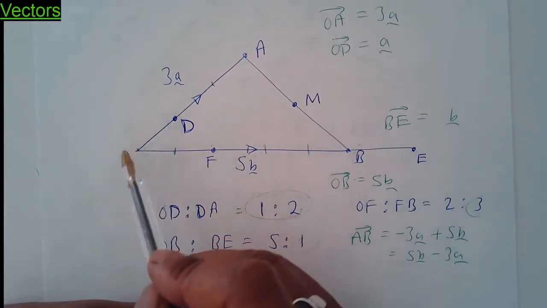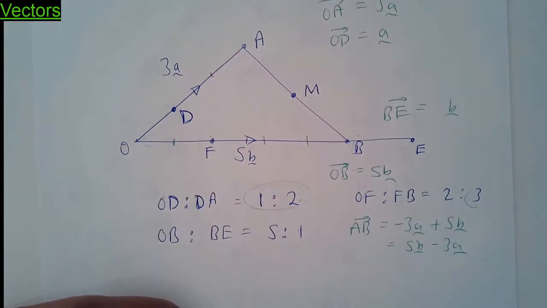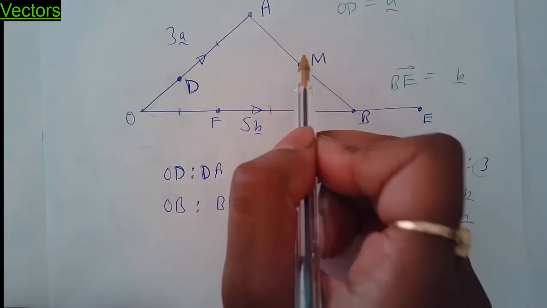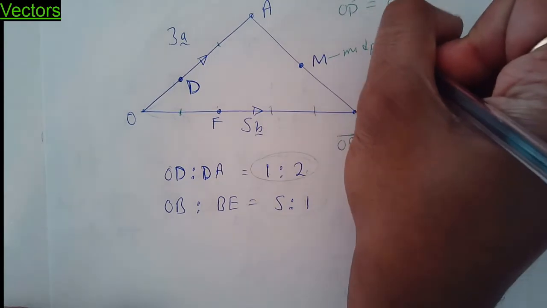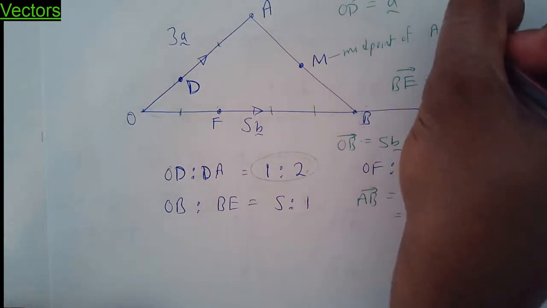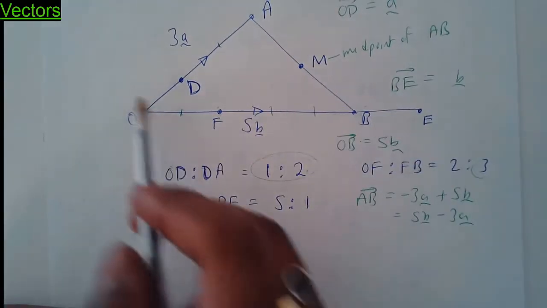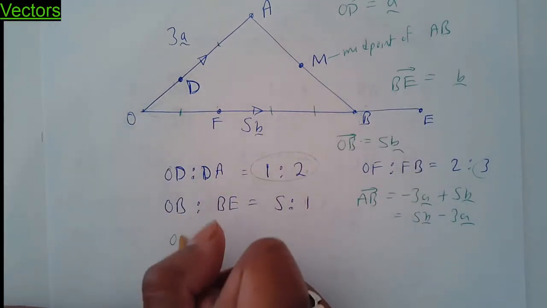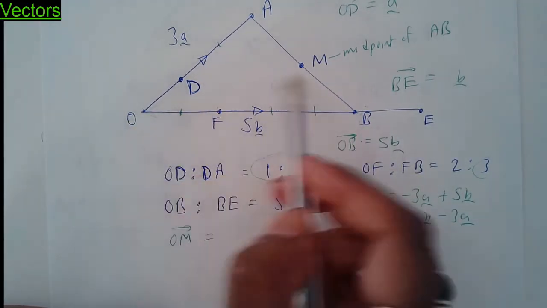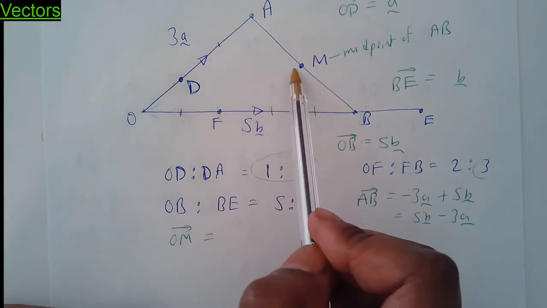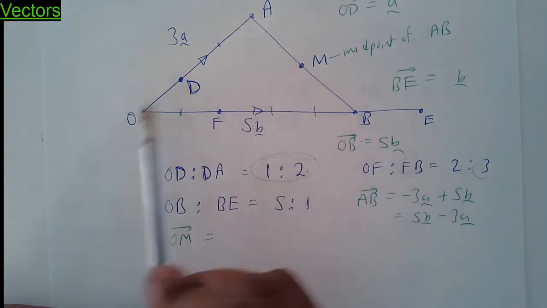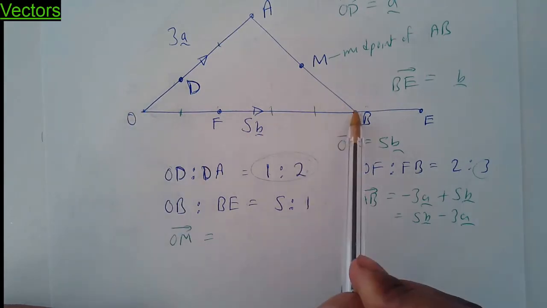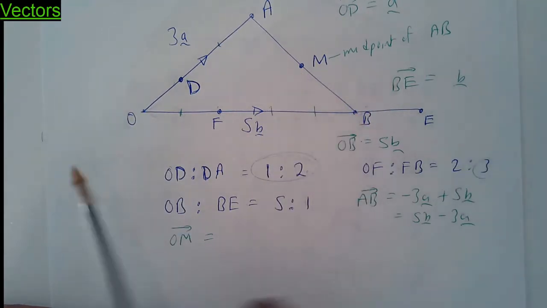Right, what if I want to work out O to M, where M is the midpoint of A and B? So I want to work out O to M. I've got 2 options here. To get from O to M, I can go from O to A and then from A to M, or I can go from O to B and then from B to M, whichever.